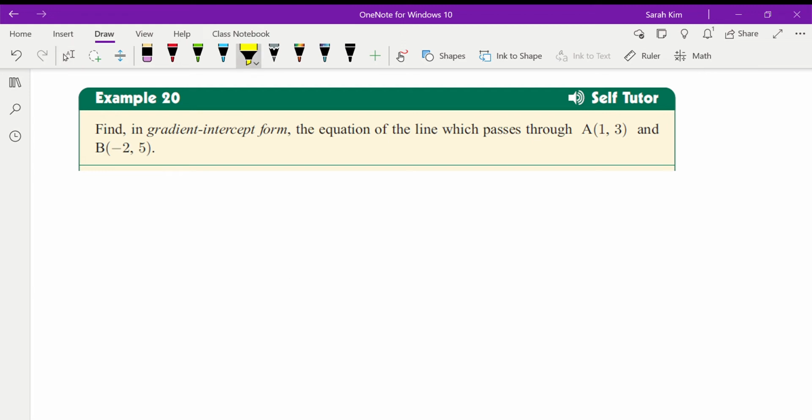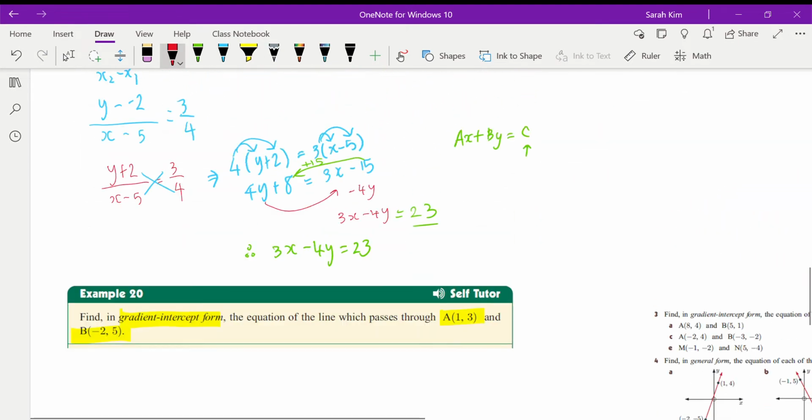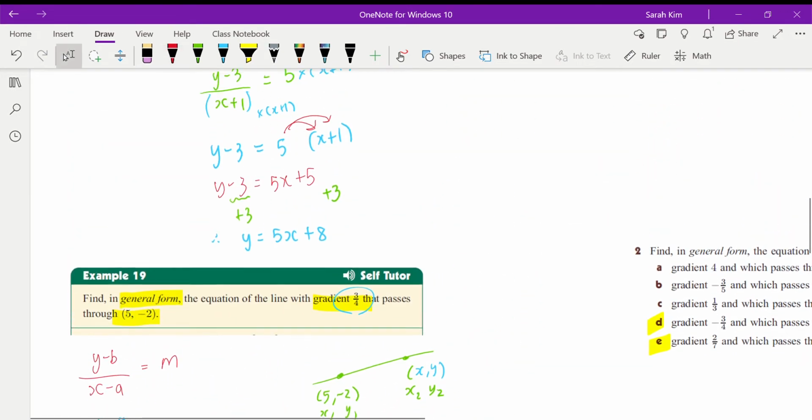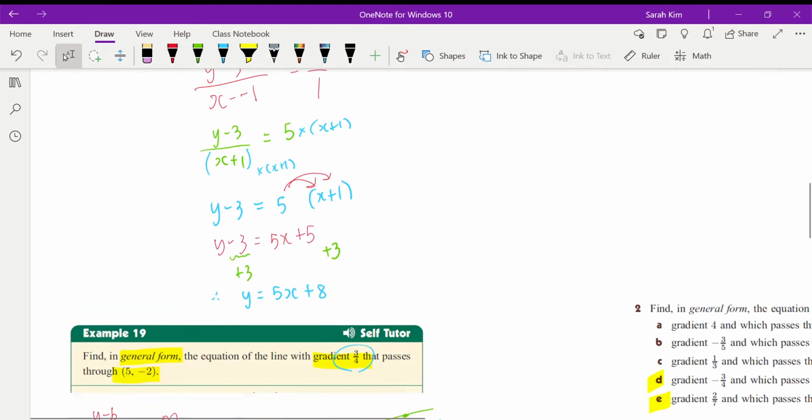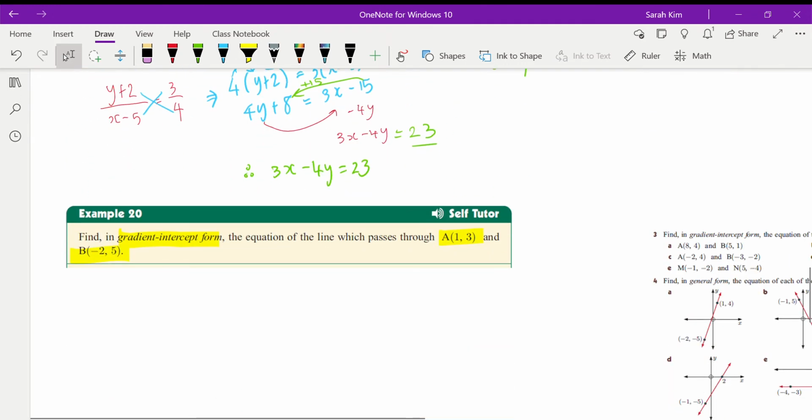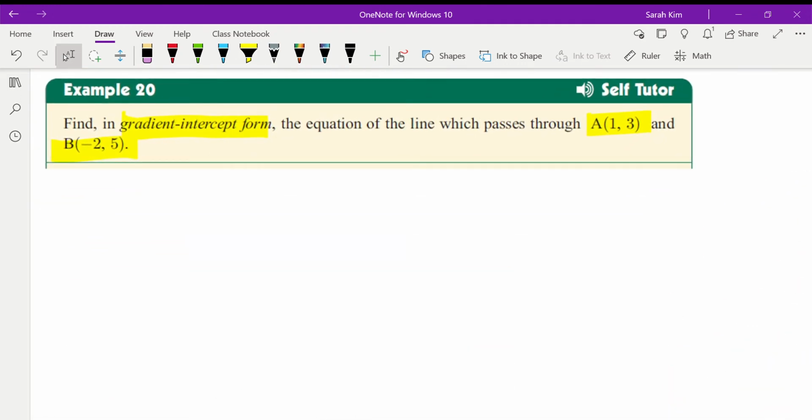Now, example 20 is the last thing we're going to be looking at. Find in gradient intercept form the equation of the line which passes through A and B. So we get given two coordinates. The difference is, if we look at examples 18 and 19, they give us one coordinate and the slope, the gradient. However, this one doesn't give us a slope. But we should be able to figure out that slope. Right? You should be able to figure it out.